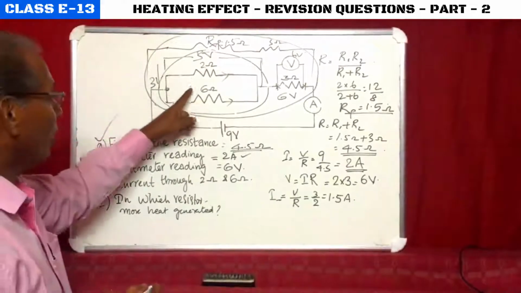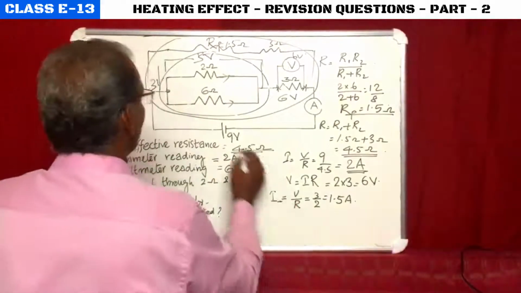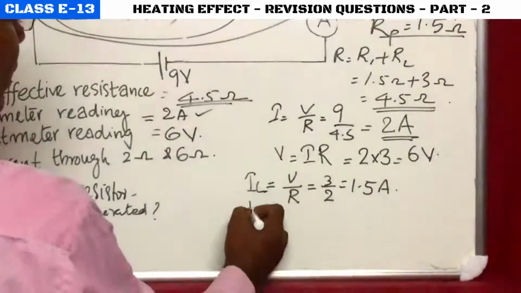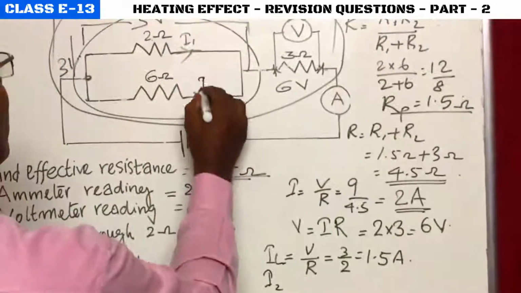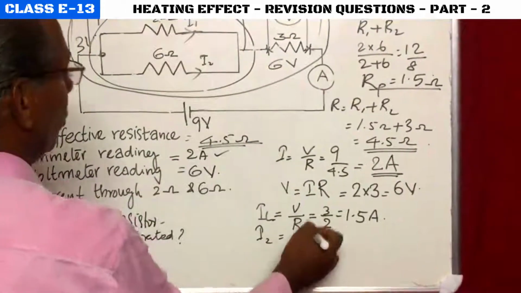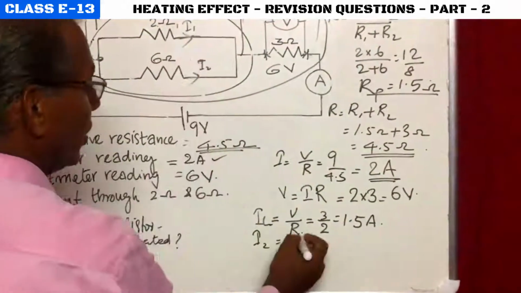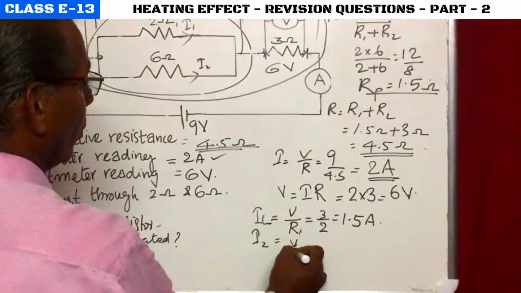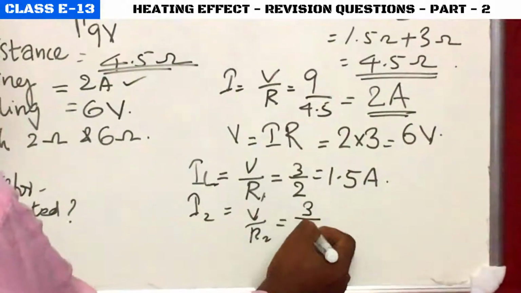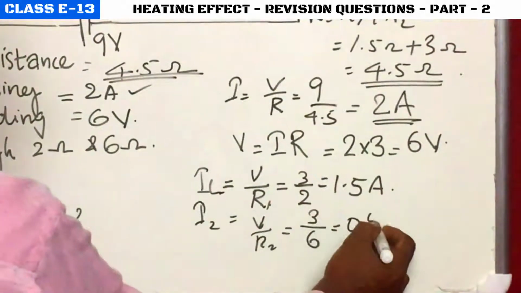Now what about the current through 6 ohms? Same way, if we call the one we calculated I1, now this is I2. This is R1 we can consider, and this is R2 we can consider. I2 is equal to V by R2. Here voltage is again 3 volt by 6, 3 by 6, 0.5 ampere.